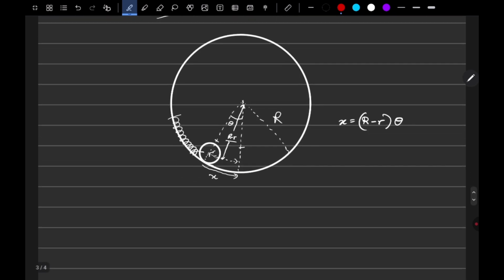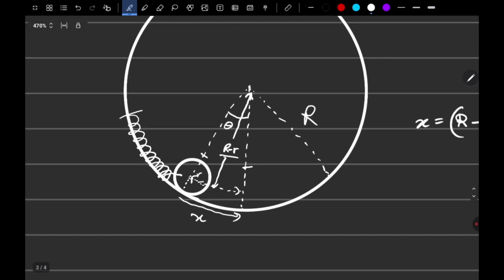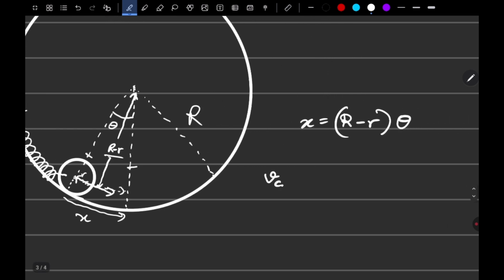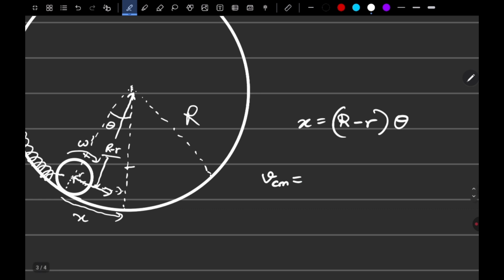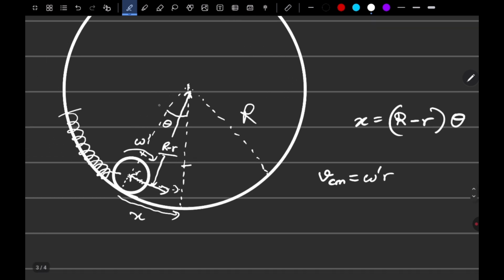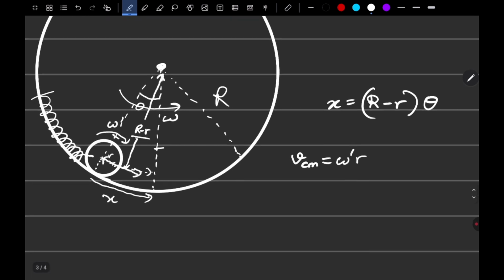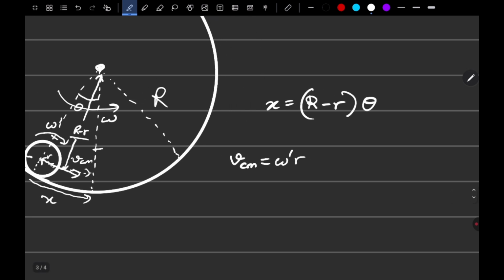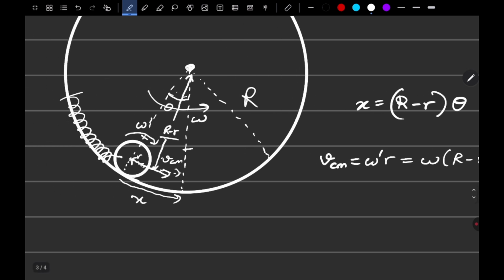So that gives me another equation: the velocity of this disk, VCM, is equal to the omega of this, let's say it's omega dash, times r, and let the omega about this axis be omega. And so I can also write that VCM is also equal to omega times R minus r, this omega times this distance.